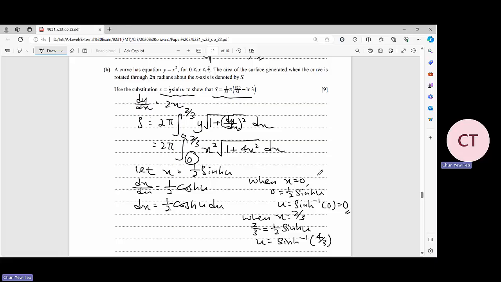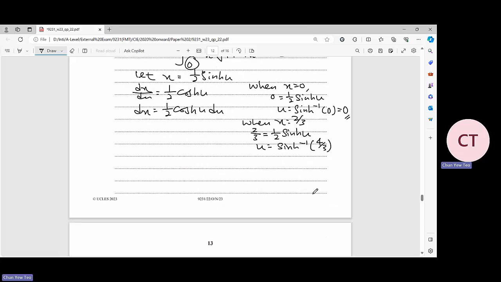So arsinh of 4/3, because the answer should be in terms of ln, we need to use the inverse hyperbolic functions in terms of ln. Then you can just use the formula. Just refer to the formula booklet MF19. You can get arsinh of 4/3 is actually ln(4/3 + √((4/3)² + 1)). Use your calculator, simplify it, then you get ln 3. Okay, so these are the things I need to get ready for my integration.